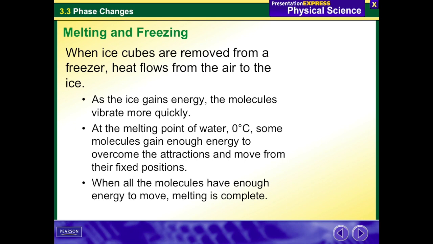Of course, the melting point of water is 0 degrees Celsius, and some molecules gain enough energy to overcome the attractions and move from their fixed position. When all the molecules have enough energy to move, we say that the melting is complete.